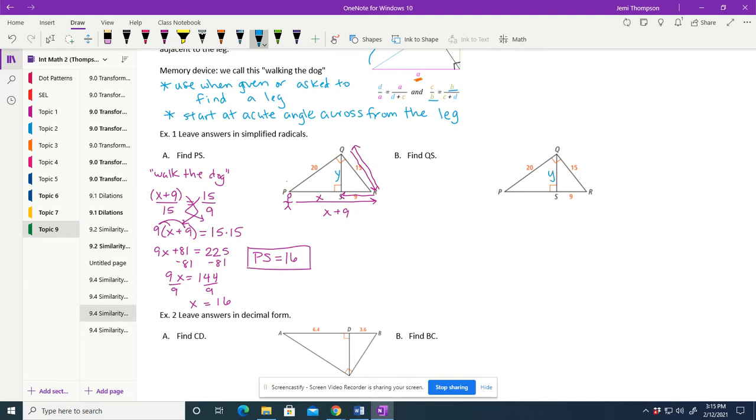Now I'm looking for Y, but I already found that PS is 16. This is the same picture, so my conditions haven't changed. Now I'm just looking for a different part of my triangle. I just took another picture here so that I could write on here, and hopefully you can have clarity on what I do to set up the next problem. So when I want to find Y or use Y, I'm going to take the elevator.